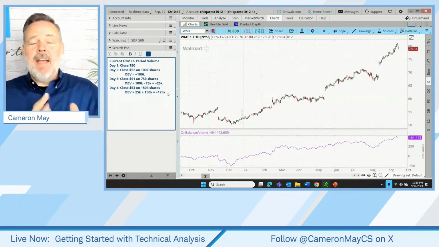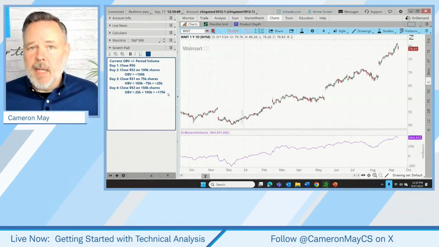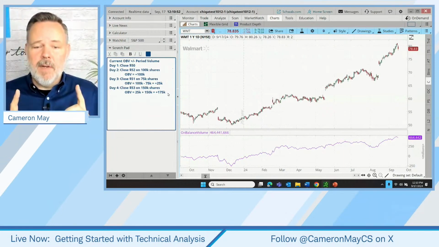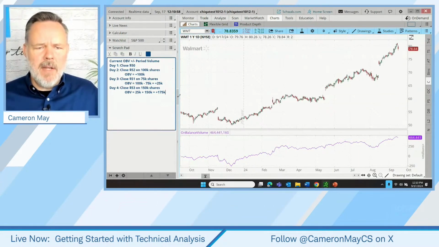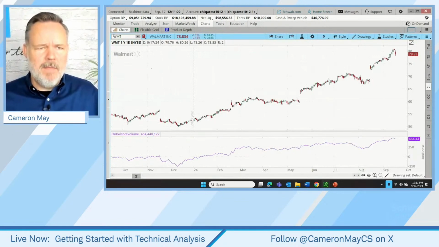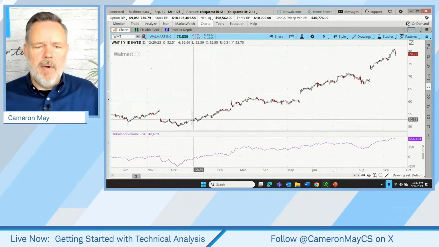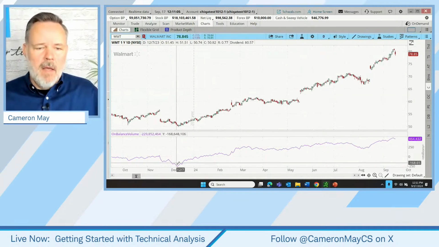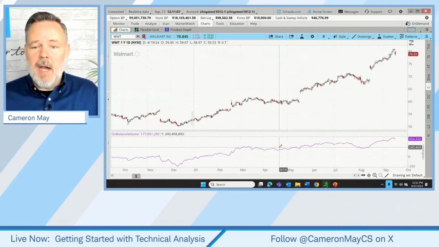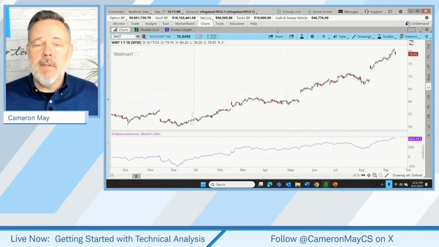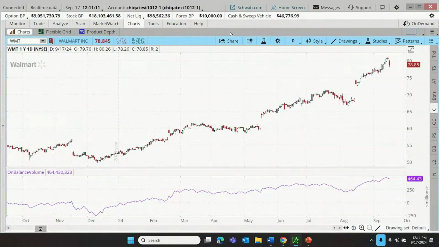Well, that's the construction, not terribly complicated, right? Now, what I would forgive someone for thinking is that, well, it's just always going to go in the direction of price, right? I mean, if you look at our Walmart example here, price has been climbing higher, on-balance volume has been climbing higher, and isn't that just going to be the nature of things? Nope. There are definitely going to be times when on-balance volume is going one direction, price is going the other direction.